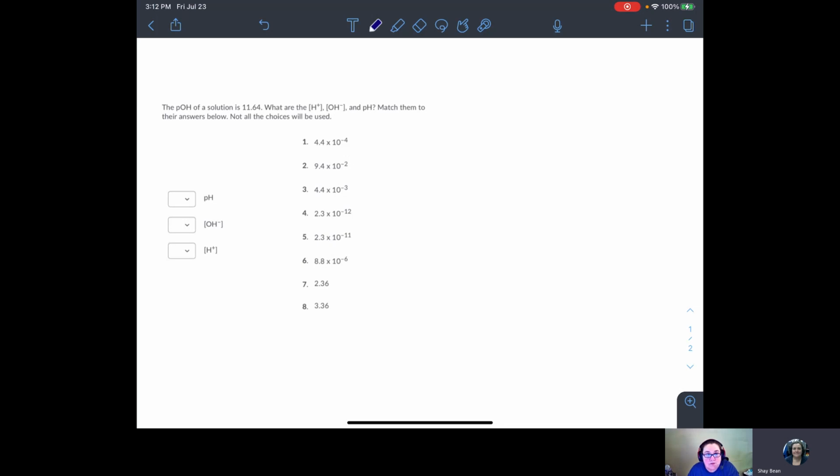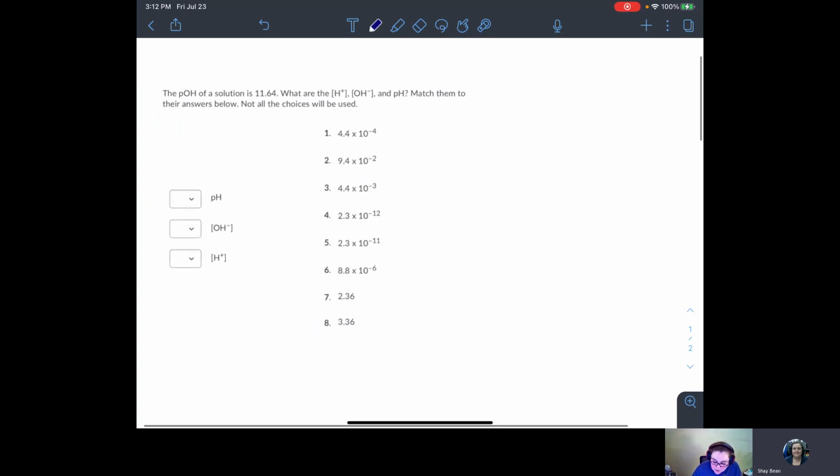All right, we're going to work through this problem. If we're given the pOH, how can we find the H plus, OH minus, and the pH? There are 4 equations that relate these various variables. We know that pOH plus pH equals 14.